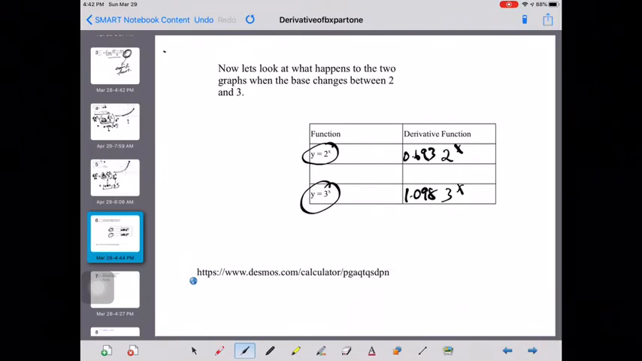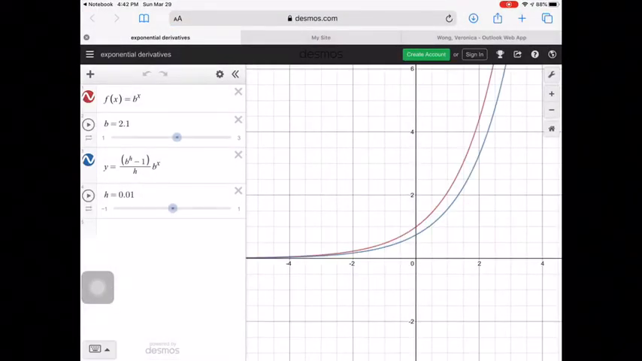So right now we're going to be using Desmos. I'm going to show you graphically what it looks like, and we're going to change the base from 2 to 3 and have a look at the derivative function itself. Over here, we're in Desmos right now. The red graph is the actual function, and the blue graph is the derivative function.